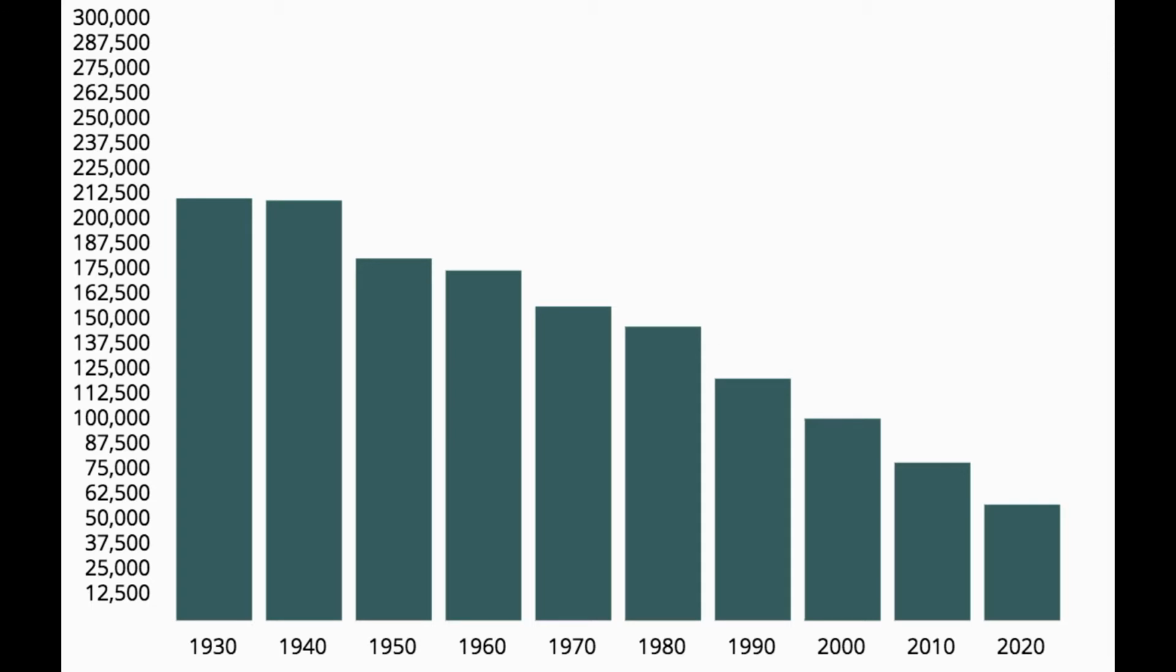Now, on the screen, you can see a graph of the Bornean orangutan population. So we can see that in 1930 it was around 210,000 in numbers, and all the way till 2020, the estimate is around 50,000, which is less than half. In fact, the population is basically a quarter of the population that was in 1930.